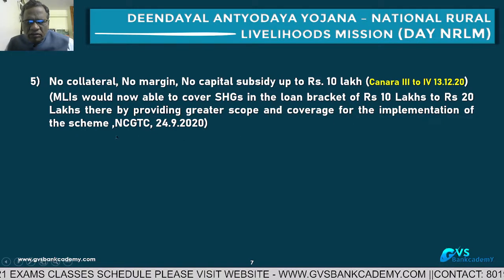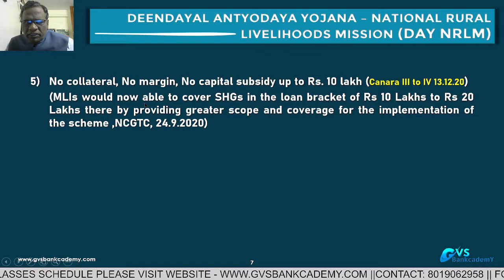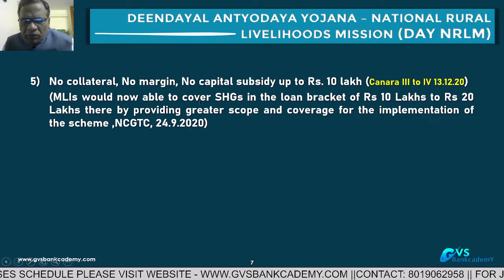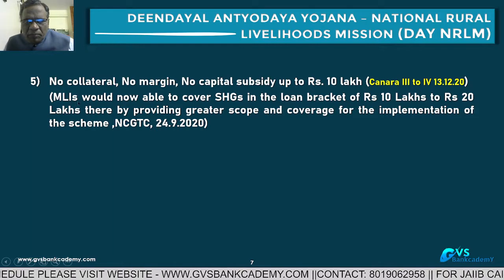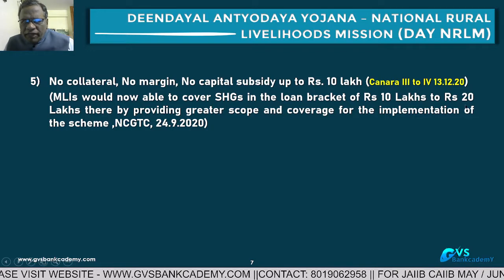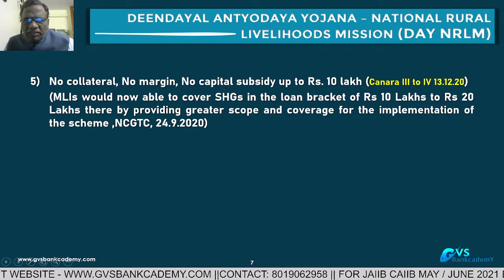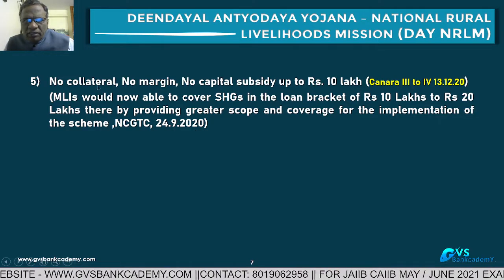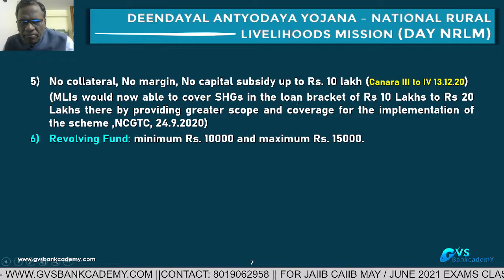This is the National Credit Guarantee Trust guidelines of 24-9-2020. Whether it is implemented or not, the respective banks have to decide, but these are the central government's guidelines. The member lending initiative should now be able to cover SHGs in the loan bracket of 10 to 20 lakhs. Guidelines dated 24-9-2020. But as per the RBI circular, it is 10 lakhs: no collateral, no margin, no capital subsidy, 10 lakhs.